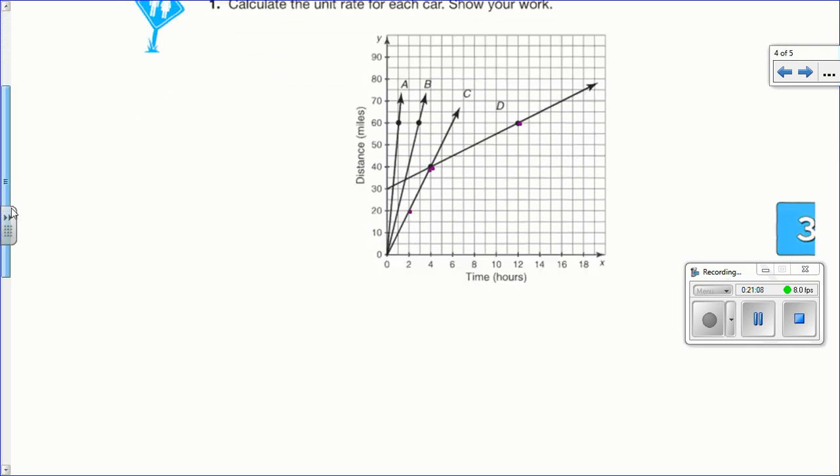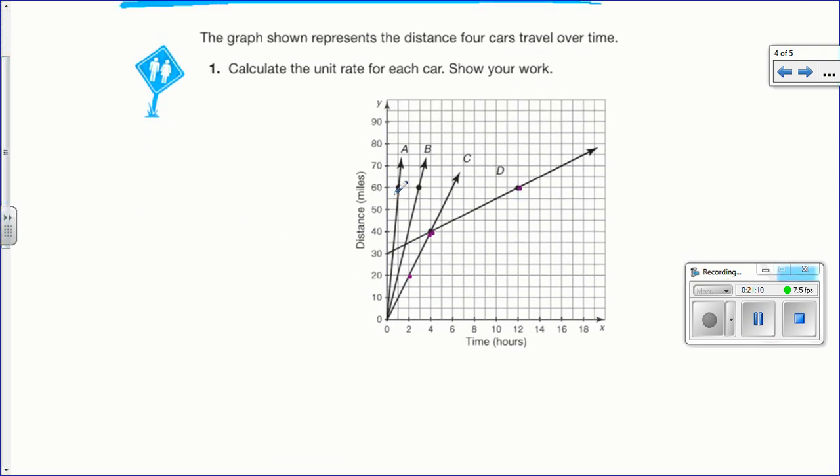I want to do A with you. So for A, first let's find the slope, and then we can change it to a unit rate. You have to find them all, but I'll do A with you. So for A, this is a perfect point, and 0, 0 is a perfect point. So my rise would be up 60. And then how many over? Over 1. 60 over 1. Well, that was silly because it's already a unit rate. But to get it correct, when I check them on Monday, you need to put your units. So that's 60 miles over 1 hour.